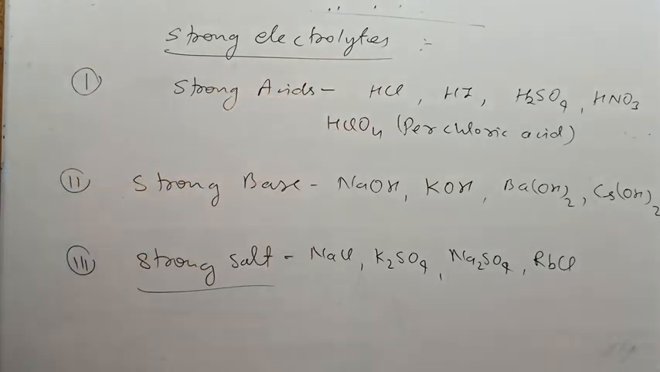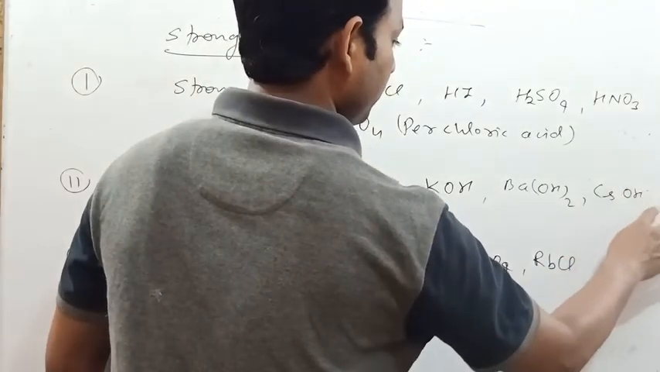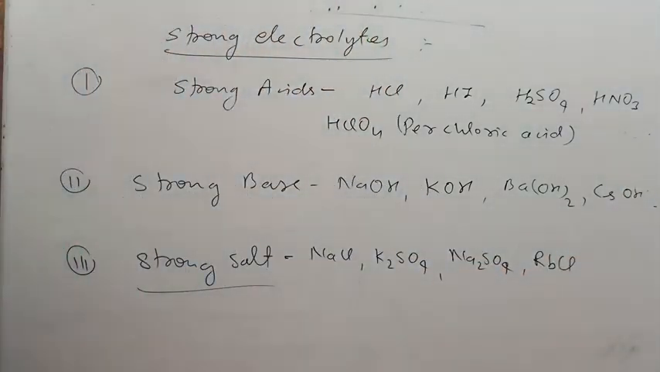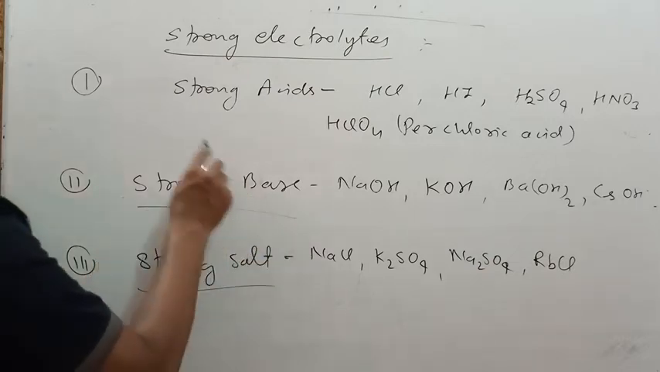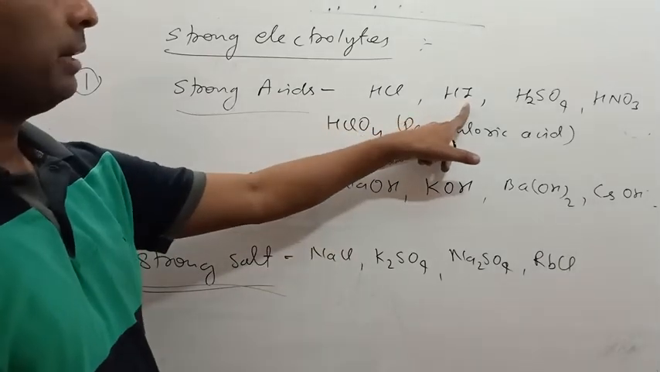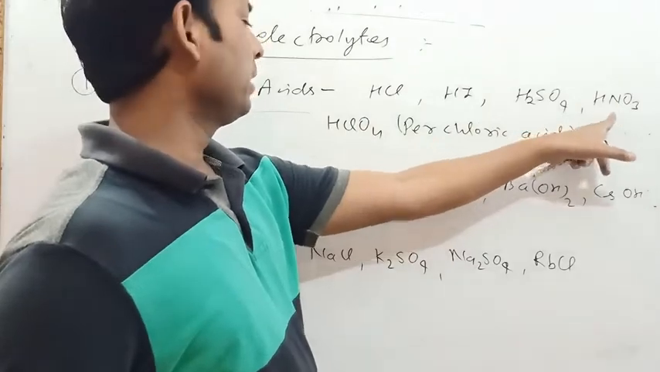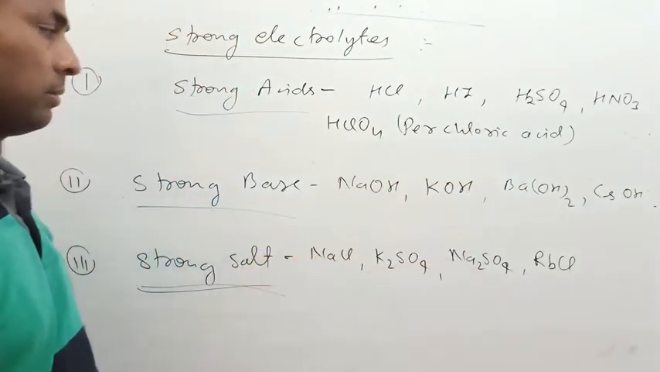Please take a screenshot. This is cesium hydroxide, CsOH, not twice. Their names are hydrogen iodide, sulfuric acid, hydrochloric acid, nitric acid, perchloric acid.